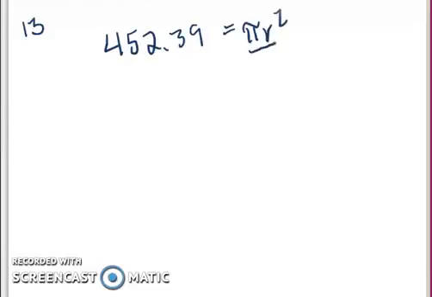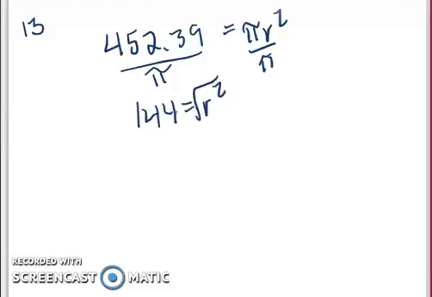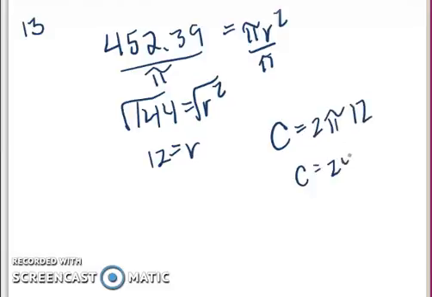Alright, moving on. Number 13. We get 452.39, and that's going to be the area. So I'm going to set that equal to the area. To do this, I need to get pi, or sorry, R alone. So I'm going to divide. When I divide pi into that, I get approximately 144, which means the square root of that is going to be 12. So I end up with R equals 12. So my circumference is going to be 2 pi R, or circumference equals 24 pi.